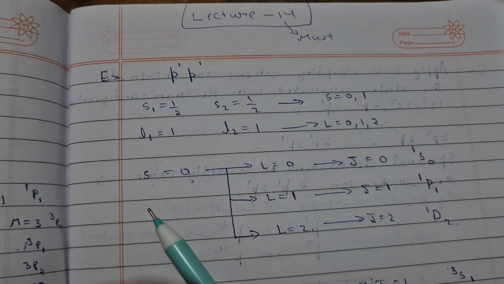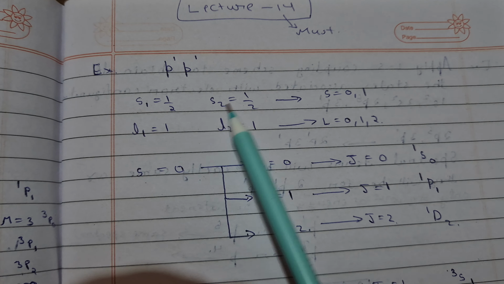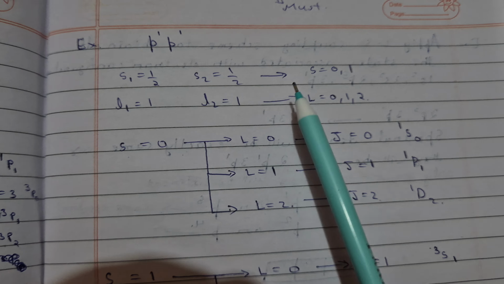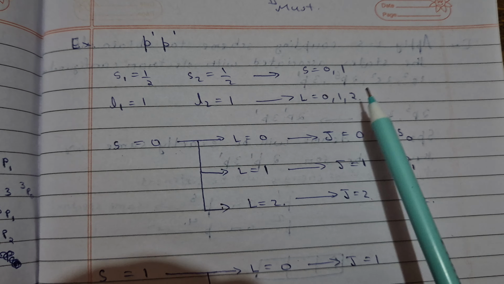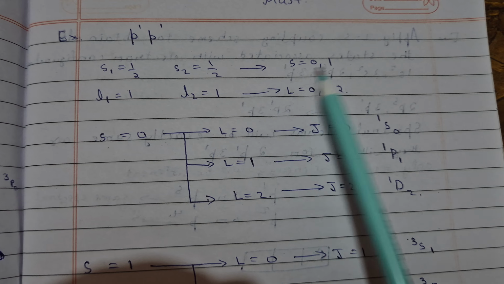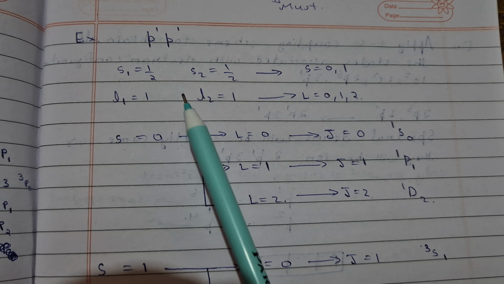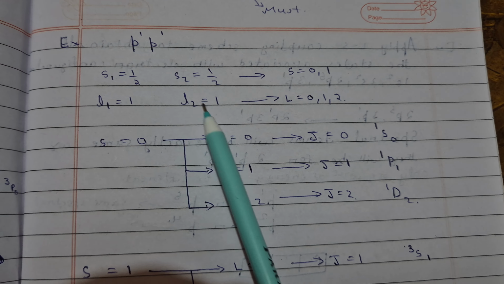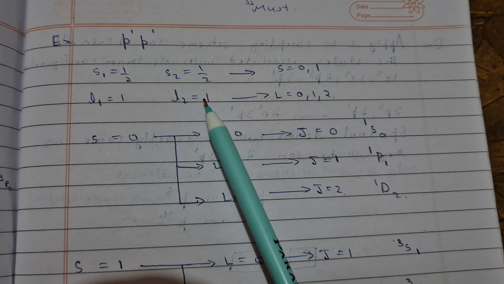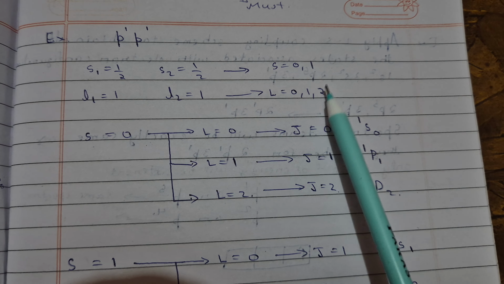This is p1 and p1. So what can be S1? That is half, S2 is also half, and these are non-equivalent electrons because they are in different shells. Now S possible, means the sum will be 0 or 1, so these are the possible values. L1 is 1 for this, L2 is also 1. So what are the possible values of L? That is L1 plus L2 to L1 minus L2, that is 2 to 0, that is 0, 1 and 2.